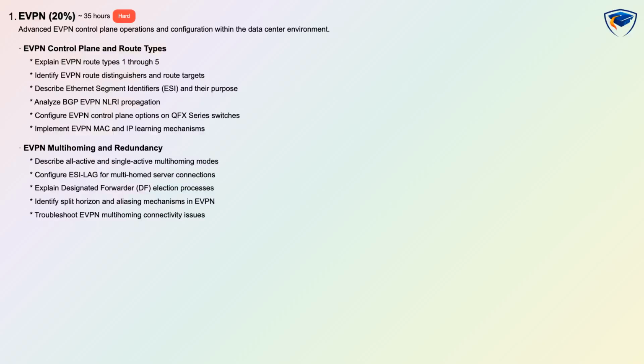The domain shows how BGP EVPN NLRI propagates and how to configure EVPN control plane options on QFX series switches. You will also implement EVPN MAC and IP learning and design and troubleshoot multi-homing with ESI LAG, all-active and single-active modes, DF election, split horizon and aliasing.